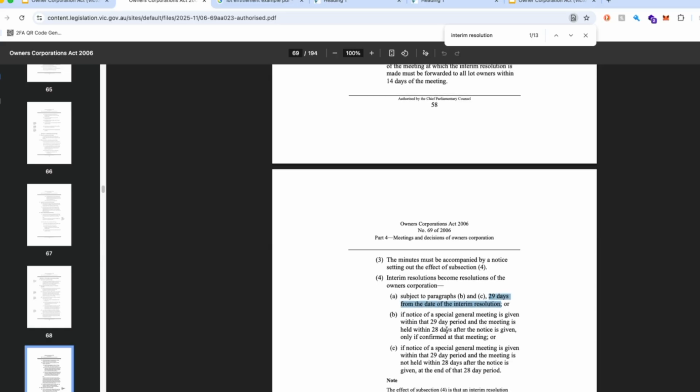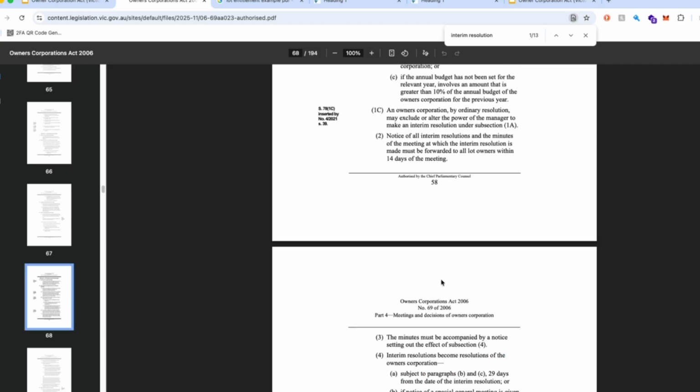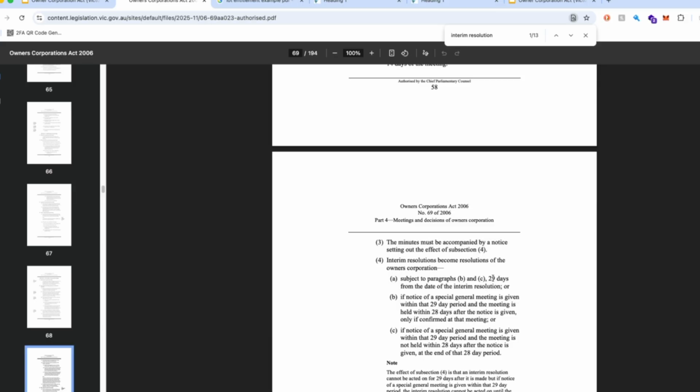Now, when it becomes an interim resolution, if within 29 days, subject to B and C, 29 days from date of resolution, and here are some special ones. The notice, giving out this notice. So if something becomes an interim resolution on the general meeting day, you have to give this notice out. Notice given within 29 days period. You can see that if given within 29 days and a meeting is not held after notice, at the end of 28 days, right?